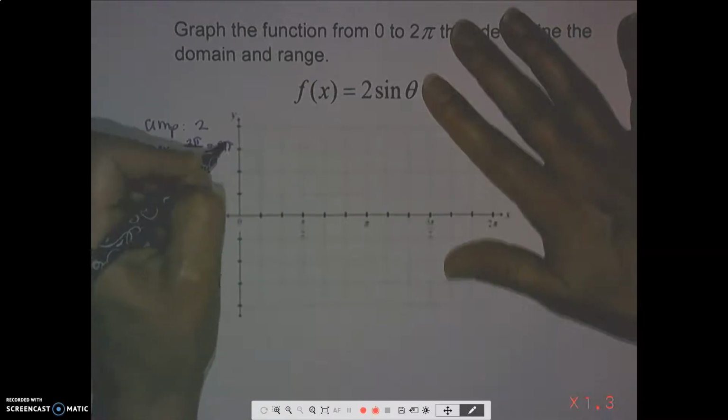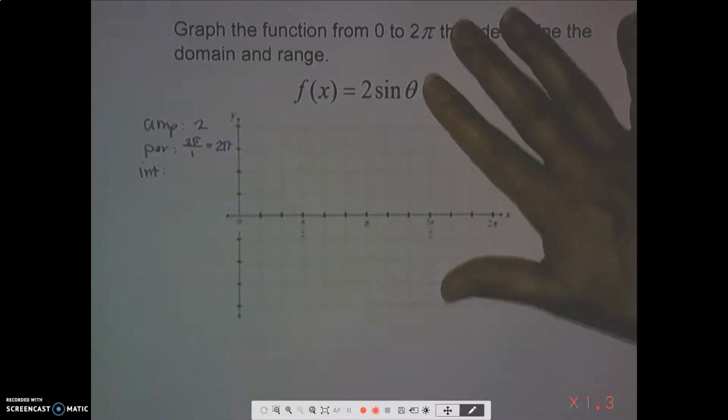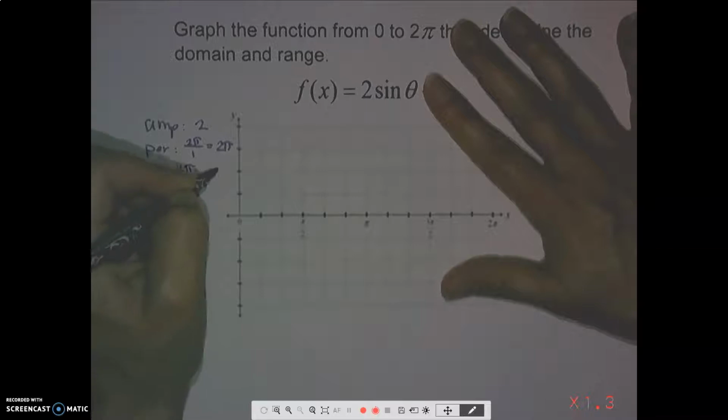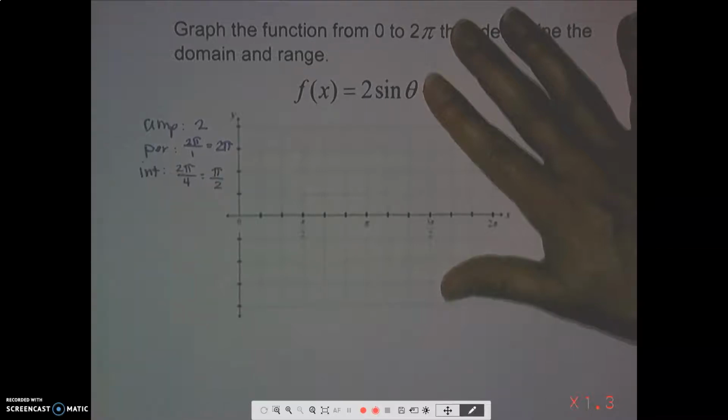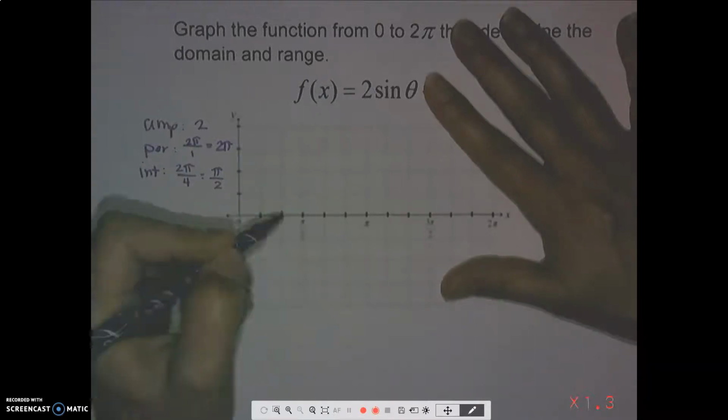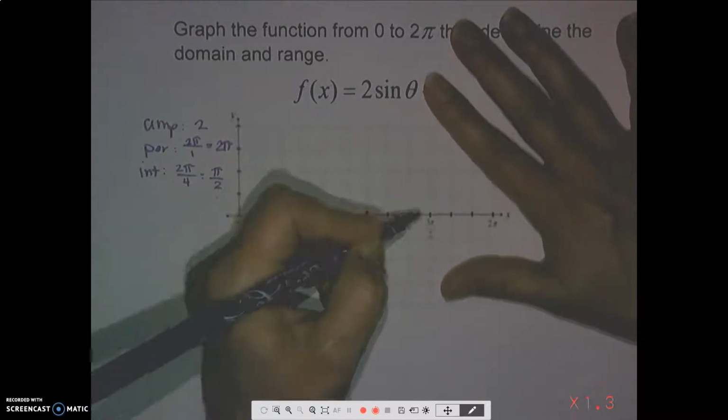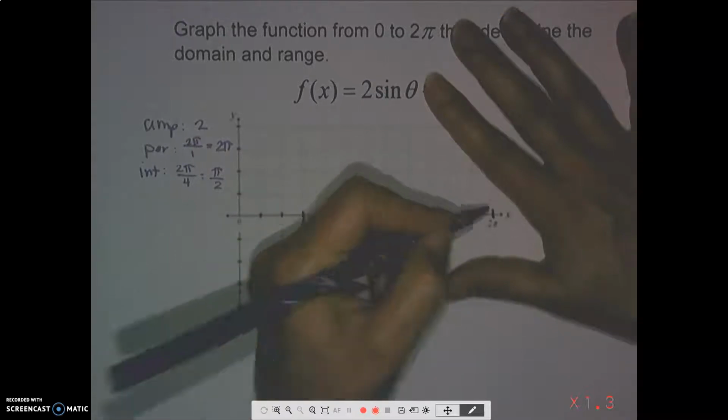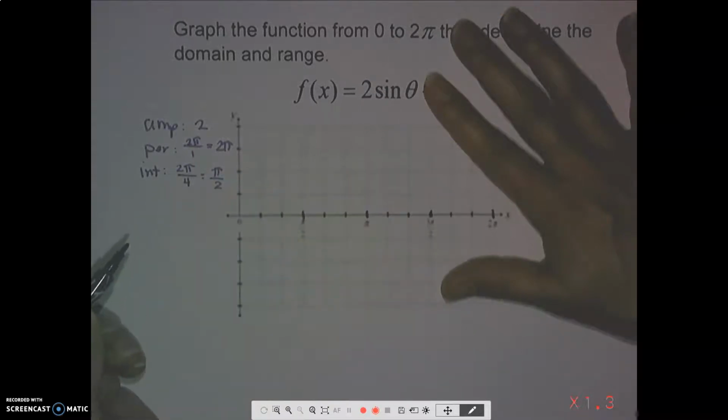So 2 pi. That means by the time we make it over to 2 pi, we should have one sine curve. Our intervals then are 2 pi divided by 4, which would be pi over 2. So every pi over 2, we're going to have something marked. Here, remember, for intervals, you just take the period, whatever you got here, and divide it by 4. All right, so that means that we're going to have something marked at 0, pi over 2, pi, 3 pi over 2, and 2 pi, okay?